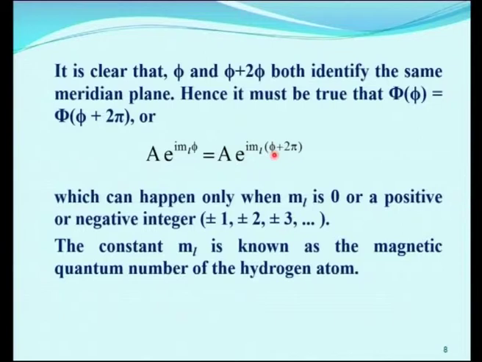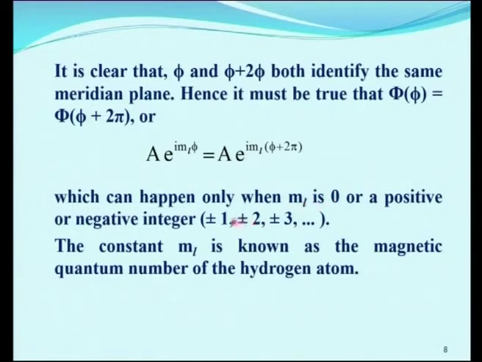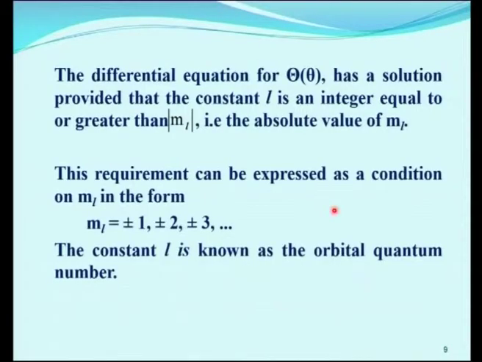which can happen only when ml is 0 or a positive or negative integer. Positive integers mean plus 1, plus 2, plus 3, etc. Negative integers mean minus 1, minus 2, minus 3, etc. So altogether ml values are 0, plus or minus 1, plus or minus 2, plus or minus 3, etc. This constant ml is known as the magnetic quantum number of the hydrogen atom. Then the second part is the differential equation for theta, which we have taken as a function.